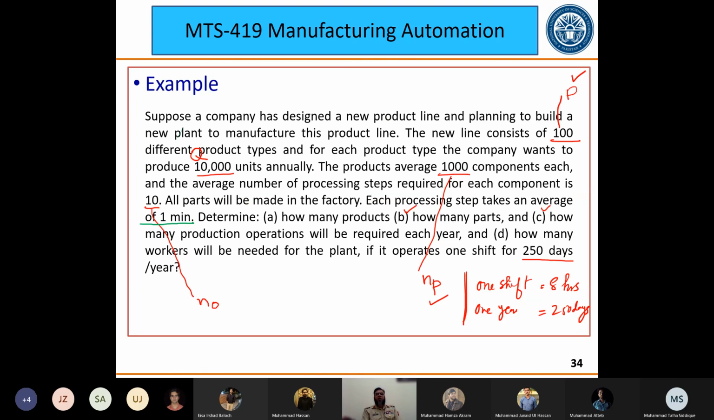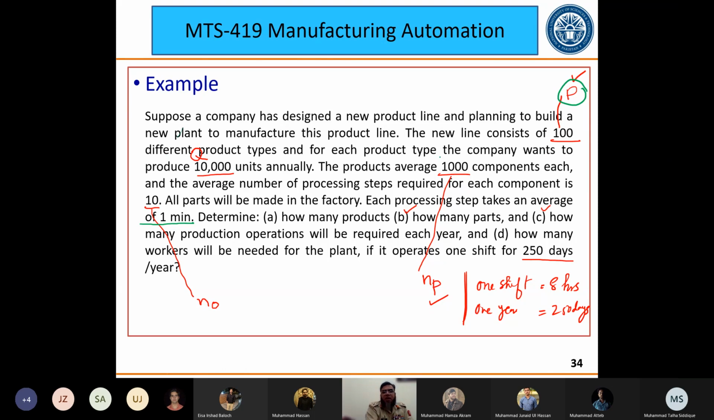Let us read it out. Suppose a company has designed a new product line and planning to build a new plant to manufacture this product line. Okay, ठीक है. The new line consists of 100 different product types. So ये P हो गया. So there are 100 different product types. Okay, ठीक है. So this is P.